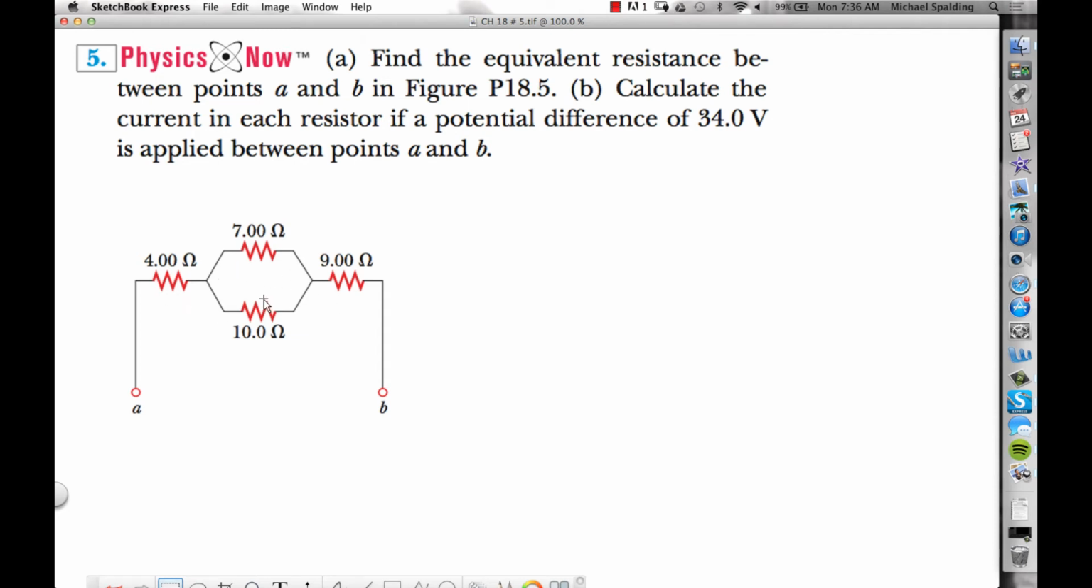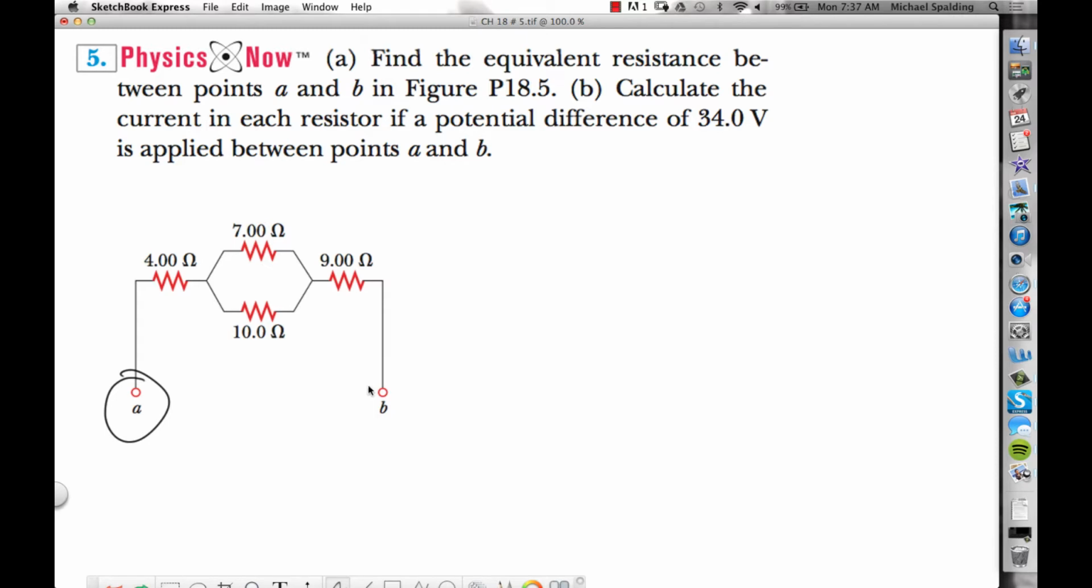Okay, so we have these four resistors, and the first thing we're being asked to find is the equivalent resistance between points A and B. Now, I think this is the first time we've seen a problem like this where you've got these points right here. This can be a source of confusion. It's like, whoa, what are those points, A and B? Look, those are simply just points.